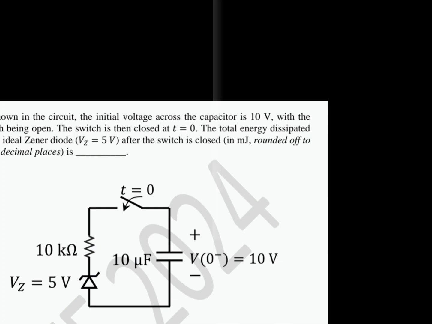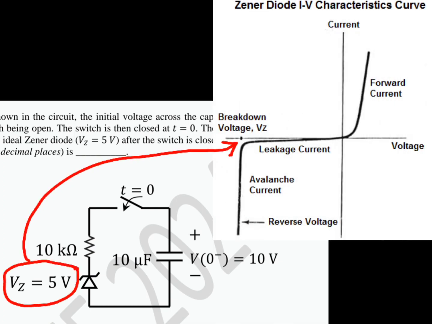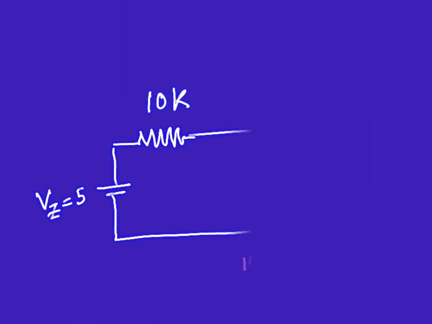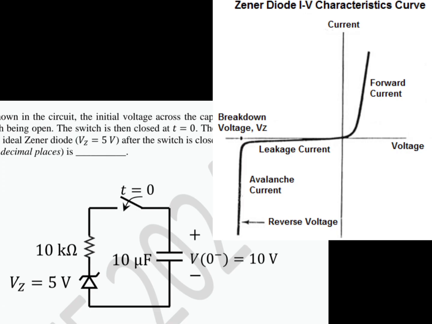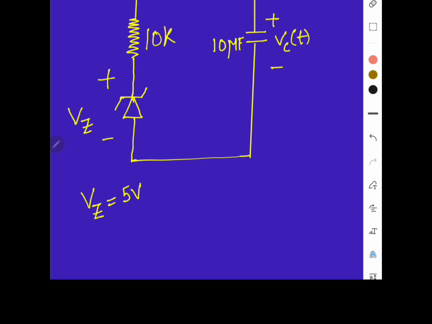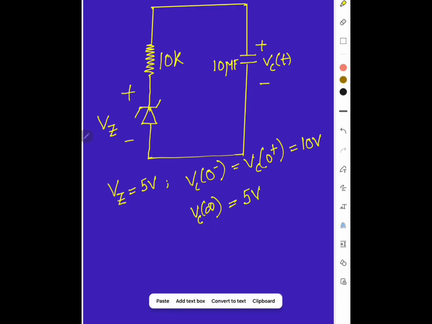But the Zener diode needs at least 5 volt to remain conducting. It might be any current, but only if the Zener diode voltage is 5 volt can a current flow. So the capacitor can discharge at most down to 5 volt. So we can conclude that the initial capacitor voltage is 10 volt and the final steady state capacitor voltage is 5.